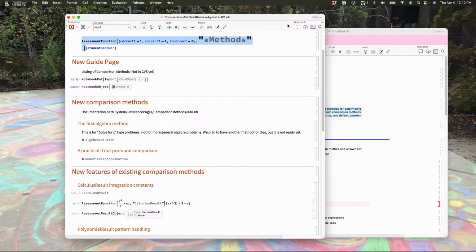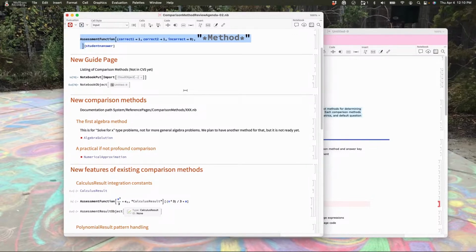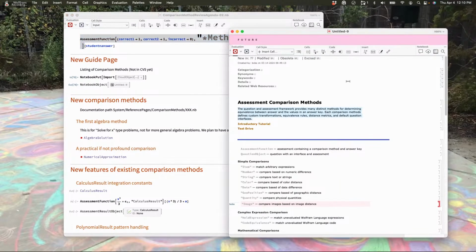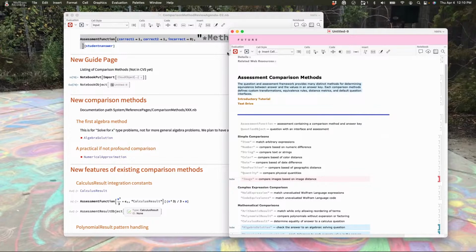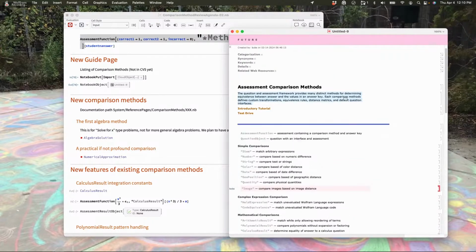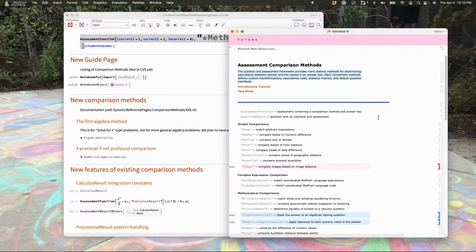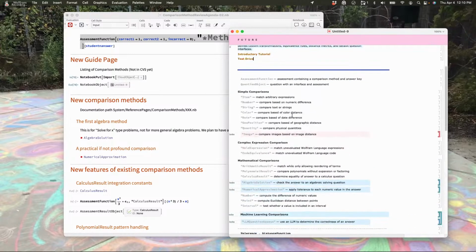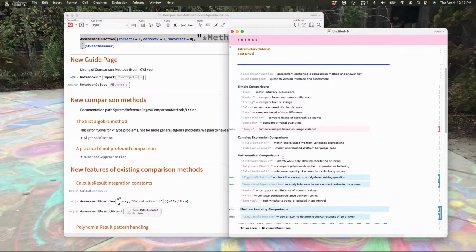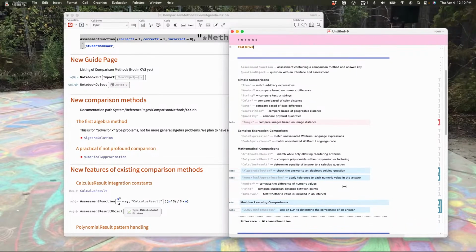One thing, I agree with the argument, we don't have a listing guide page for these yet, so we started putting one together. It's not in CVS yet because I never know what to name guide pages, but we can look at this and I'll commit it when we have a name. We tried to come up with some categories of these things. When you say match arbitrary expressions, you mean literal match in Item first? Yes, Item uses MatchQ. It's basically just MatchQ internally.